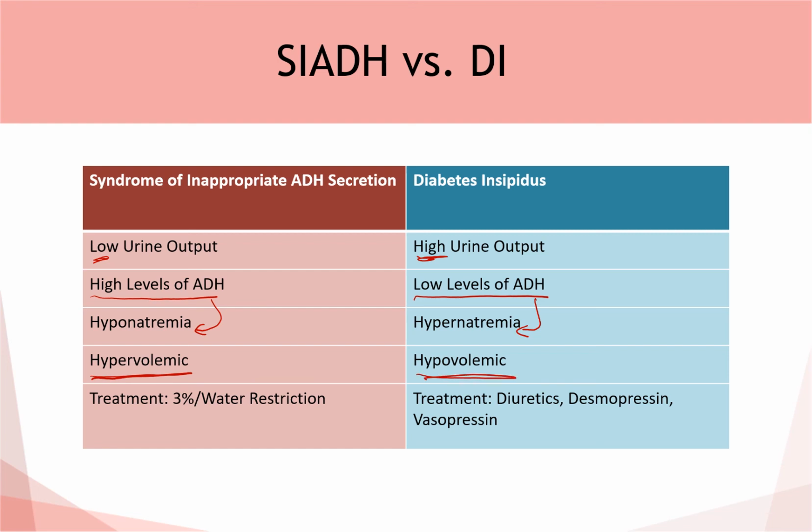And the treatment for the two is a little bit different too. SIADH requires 3% saline and water restriction, whereas DI really looks at diuretics, primarily thiazide diuretics, desmopressin, or vasopressin.